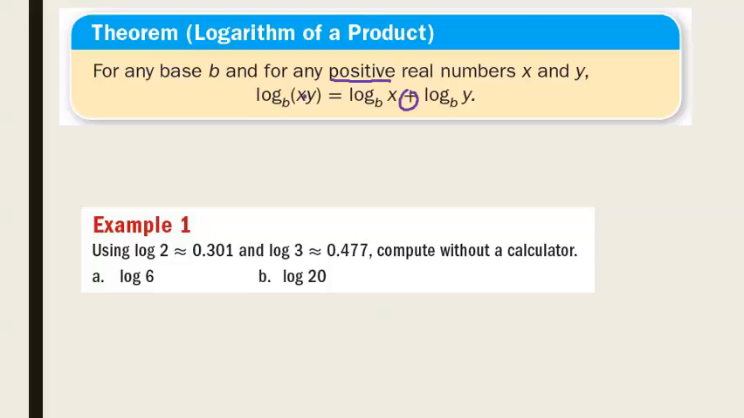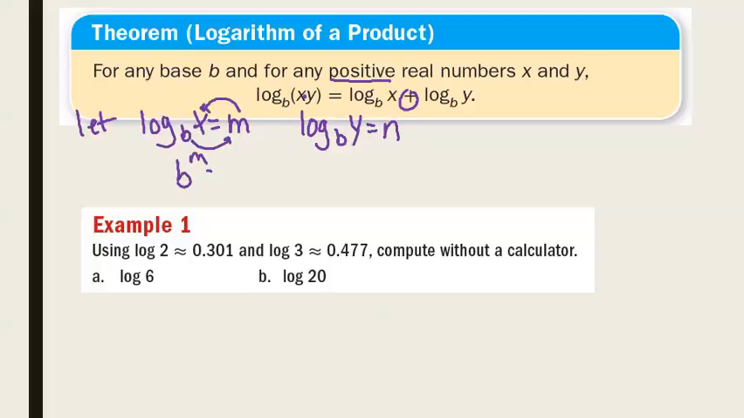And so let's think about why that would have to be true. If we think about our exponent rules and what a logarithm really is, we're going to let log base b of x equal m and log base b of y equal n. So if we do our looping strategy, this tells us that b to the m power is equal to x and b to the n power is equal to y.